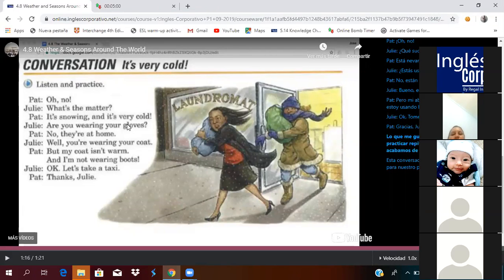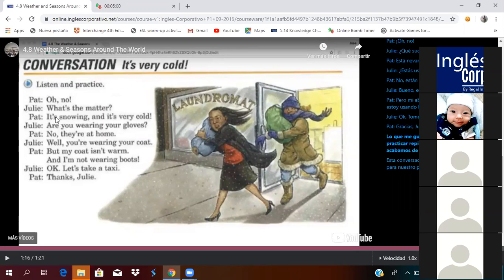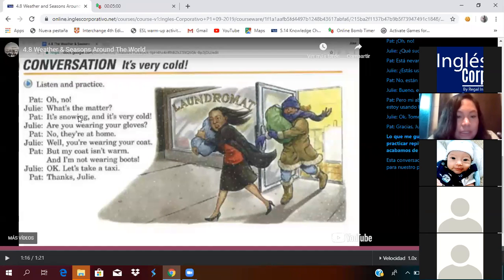Or, what's the matter? ¿Qué pasa? What's the matter? ¿Qué pasa? Wearing. Usando. ¿Estás usando tus guantes? Snowing. ¿Qué significa? Nevando. It's snowing. Está nevando. Y está helado, muy helado. And it's very cold.